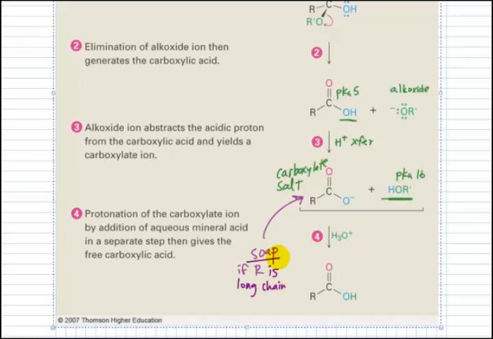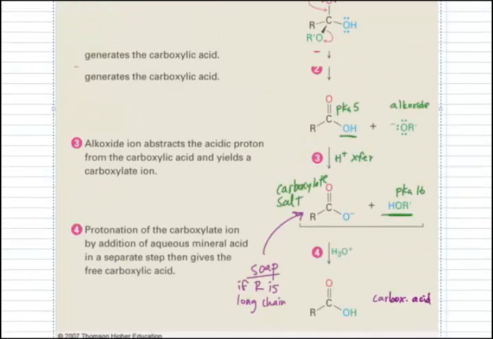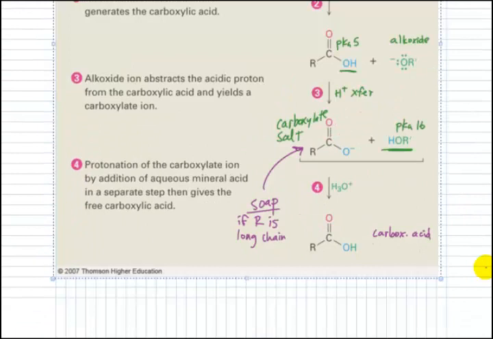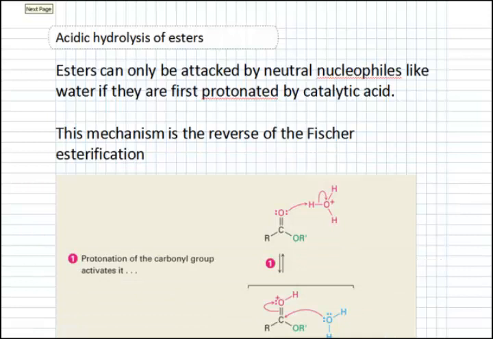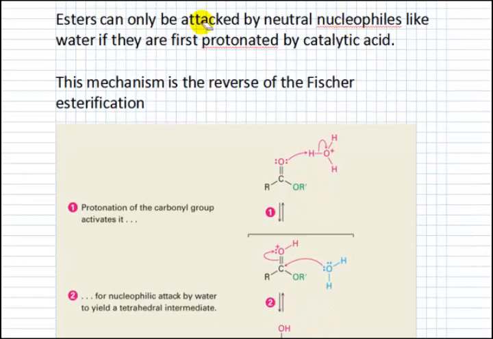Otherwise, if it's just any old carboxylate salt, we can react aqueous acid with it to make the free carboxylic acid. So, in general, an ester reacting with base can give us a carboxylate salt, but then I protonate it to make a carboxylic acid. If I do this same reaction under acidic conditions, esters can only be attacked by neutral nucleophiles like water if they're first protonated. So same old rule, we have a carbonyl reaction with acid catalyst.